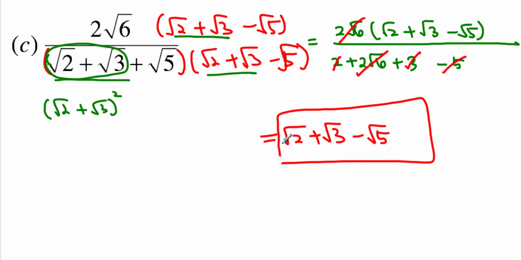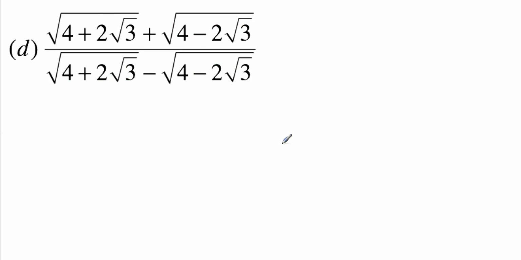All right, nice. So let's move on to the next question. Number D. Here we see the top and bottom are very similar, except that the bottom one has a negative sign here, and the top one has a positive sign.